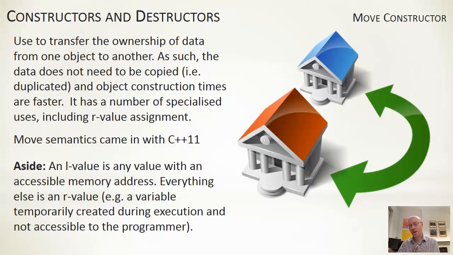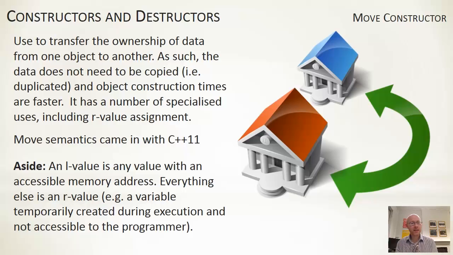So things that are returned from methods are an example of an R value that you don't get access to directly. And move constructors have a lot of utility in terms of making sure that we efficiently deal with R values.